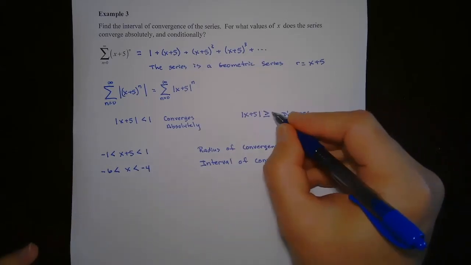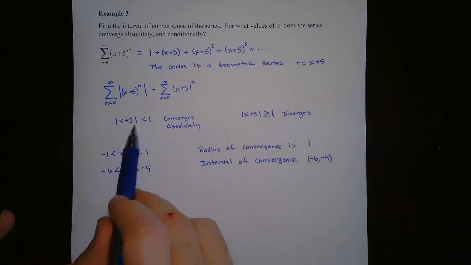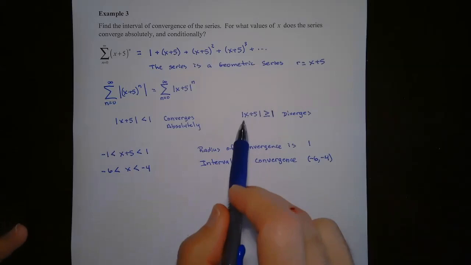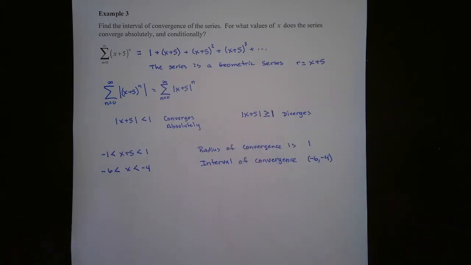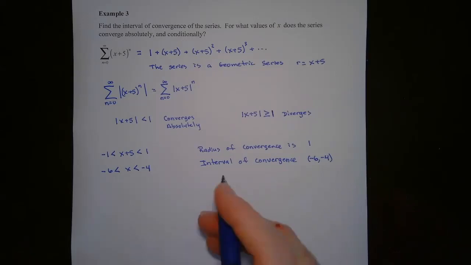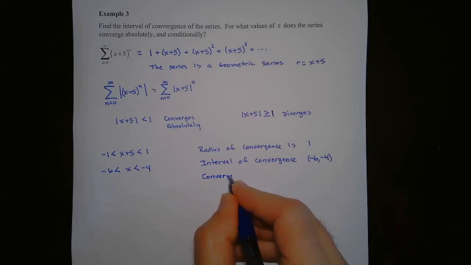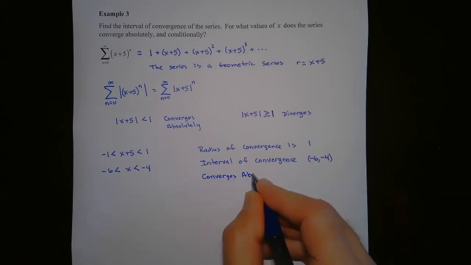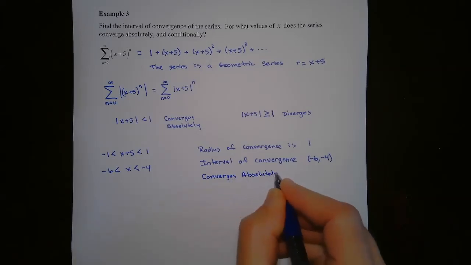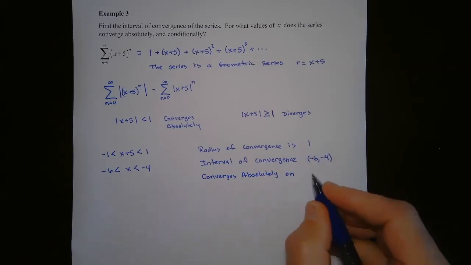Oh, I didn't write the 1 here. I should have written 1 there. So for all of these x values, it's absolutely convergent. For all of these x values, it's divergent. So we figured it out for all the x values. It's either absolutely converging or it's diverging. So this is the interval of convergence. And then it converges absolutely on, and it would be this interval, -6 to -4.